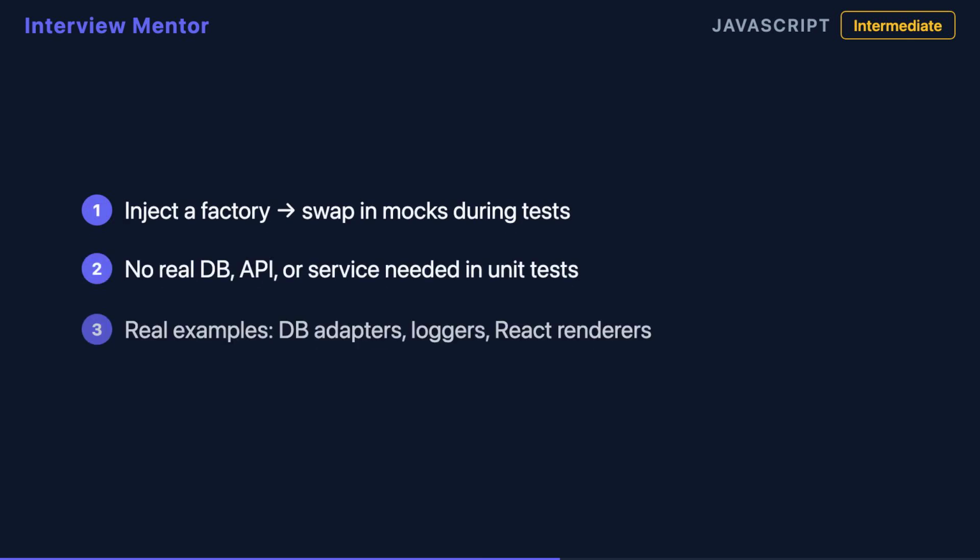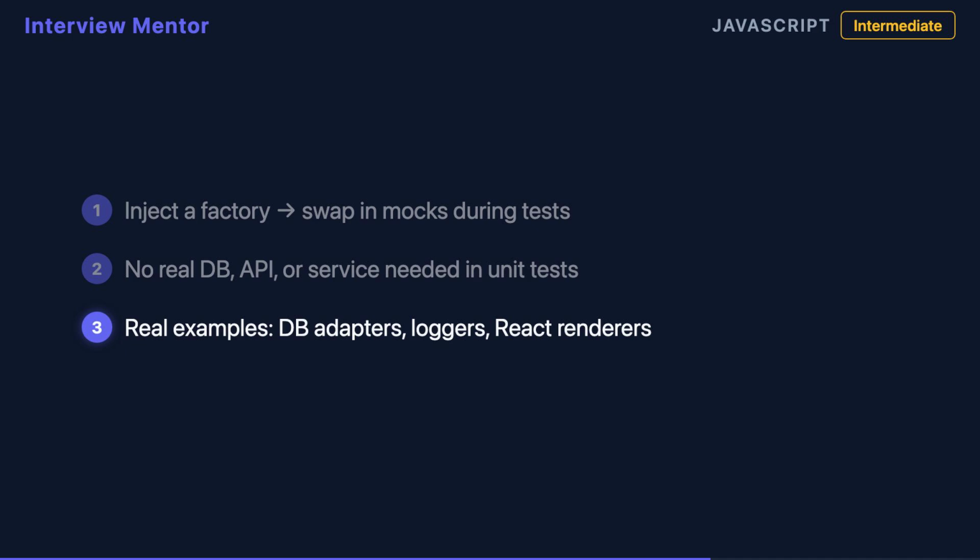Factories also make your code far more testable. Instead of hard-coding new DatabaseConnection everywhere, you inject a factory. In tests, you swap it for a mock factory that returns fake data. No real database required. You see this pattern throughout JavaScript: database adapter factories, logging factories, even React component factories that render different UI based on platform or feature flags.